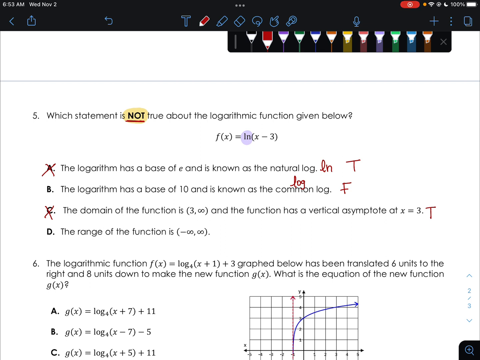And it says the range of the function is negative infinity to positive infinity. The range of all logarithmic functions is that. So that is a true statement. So we don't want that. So that makes our answer B.